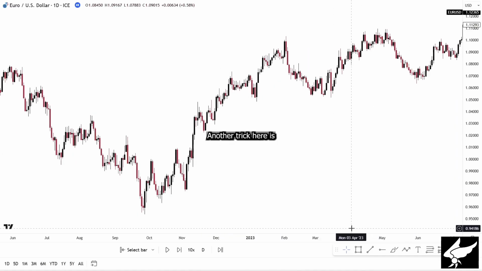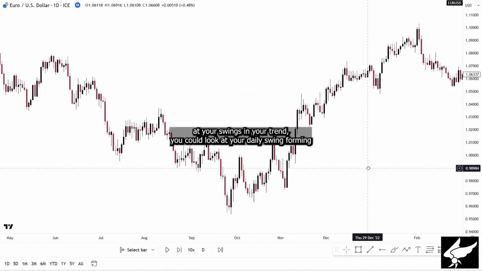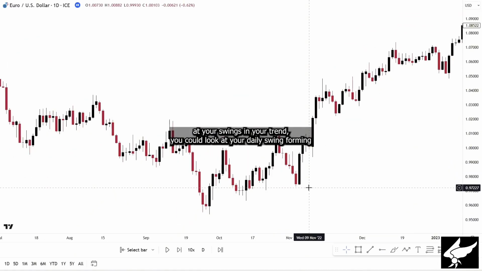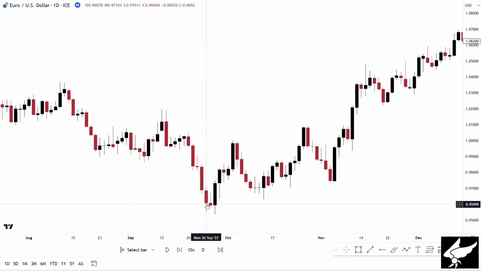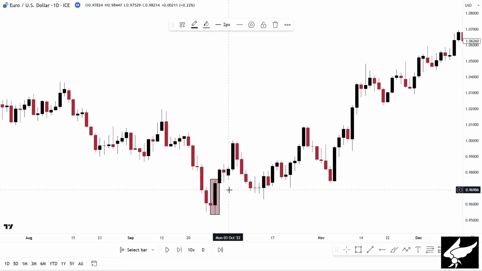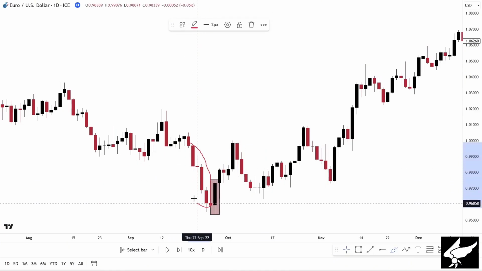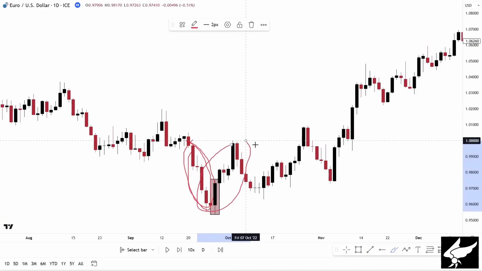And another trick here, outside of looking at your swings and your trend, is you could look at your daily swing forming. So you can see here, you would have a daily swing forming, and the easiest way to detect that is by an engulf. So you would have a complete engulf. And if you look to the left, you would have a volume gap right here where this needs to be rebalanced. One-sided, it was mostly sells, so you would expect this area to be filled up.